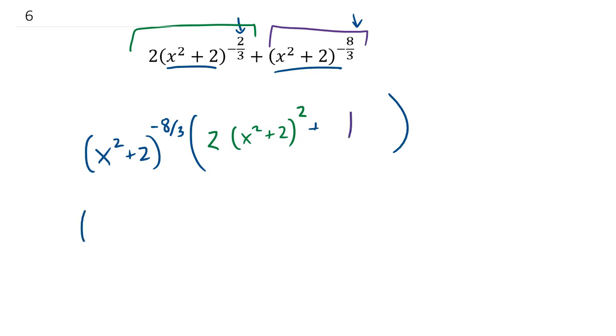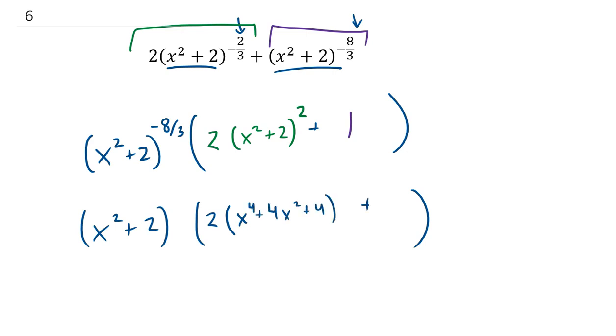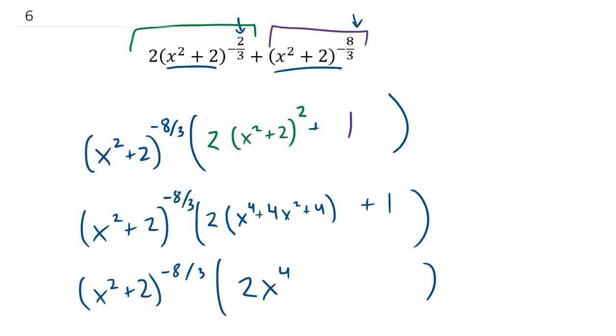I have x squared plus 2 times, let's say I expanded this out, because maybe it factors further. I don't think it will, but just in case. x squared plus 2 squared would be x to the 4th, plus 4x squared plus 4. Then I'll have plus 1. x squared plus 2, oops, and this was to the -8/3 power. x squared plus 2 to the -8/3 times 2x to the 4 plus 8x squared plus 8 plus 1 makes plus 9. And that does not factor further.